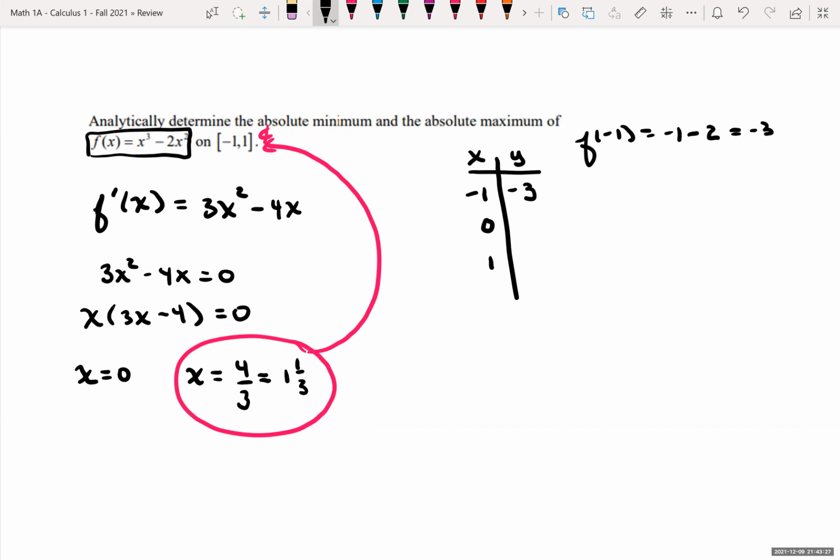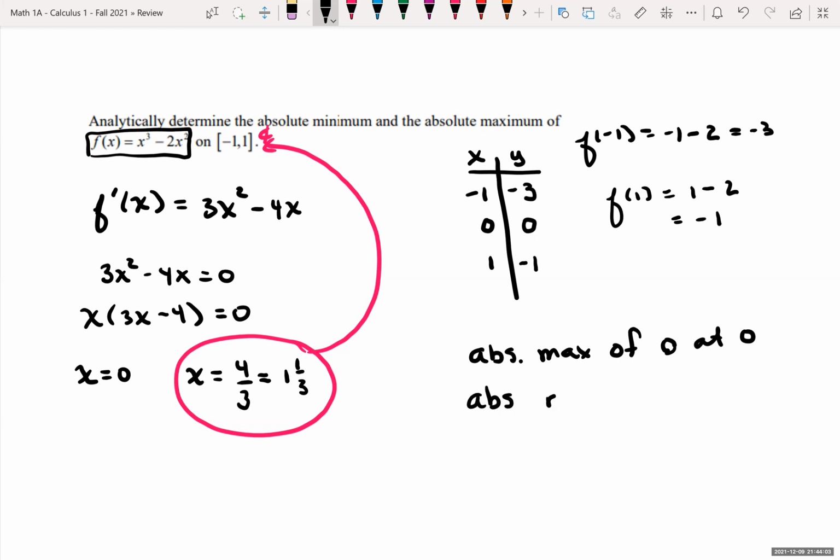Plugging in 0, we get back 0. Plugging in 1, we get 1 cubed, which is 1, minus 2 times 1 squared, which is 2. This gives us back -1. So the largest y value is where our absolute max is going to occur, and our smallest y value is where the absolute min occurs. So we can see that we have an absolute max of 0 at x equals 0, and we have an absolute min of -3 at x equals -1.